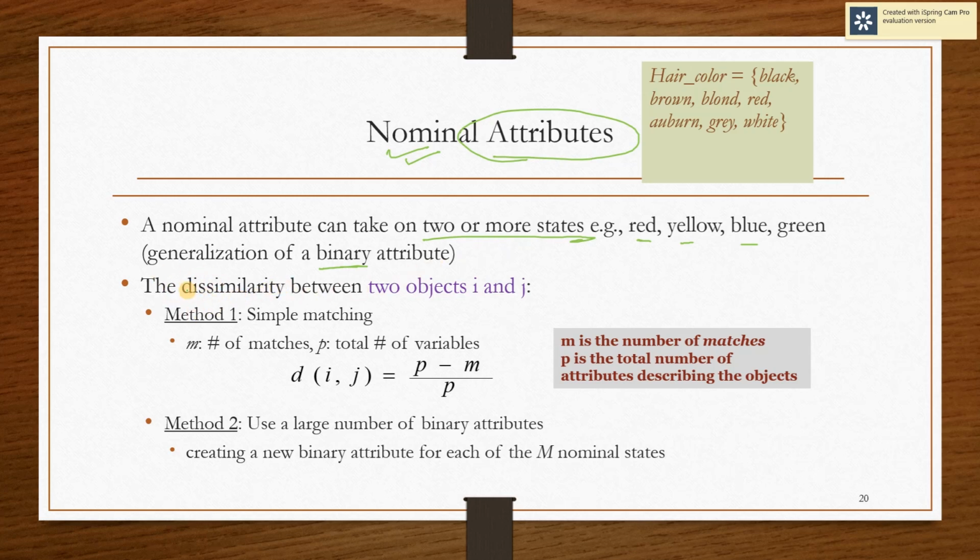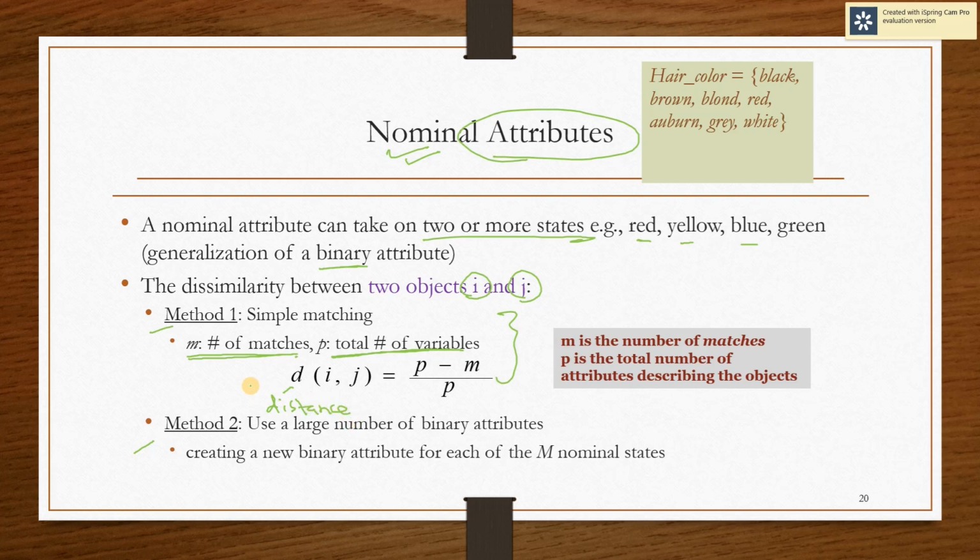So there are two methods of calculating the dissimilarity between two objects i and j. One is simple matching, and the second is to use a large number of binary attributes. Usually we are going to teach you this simple matching method. In the simple matching method, you have two notations here. m is the number of matches, p means the total number of variables, and d represents the distance.